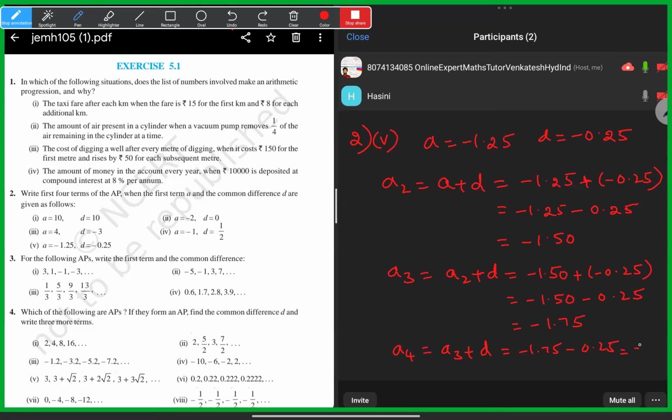We'll get minus 2.00, which we can simply write as minus 2. Any doubt? No, sir.